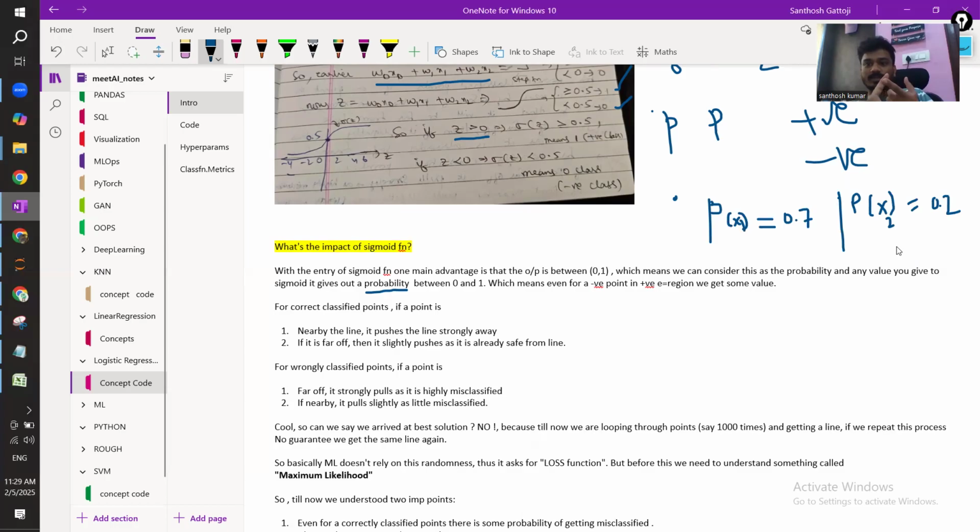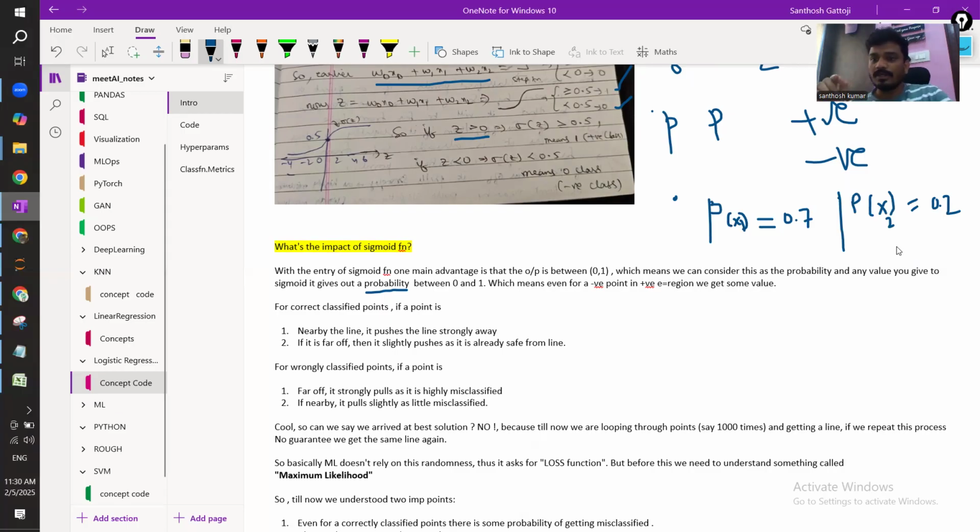For x1, I'm saying the probability is 0.7. The maximum probability is 1. The probability of x1 is 0.7. That means the probability of this x1 belonging to class 1 is 0.7. Now, what is the probability of this x1 belonging to class 0? 0.3. Correct.